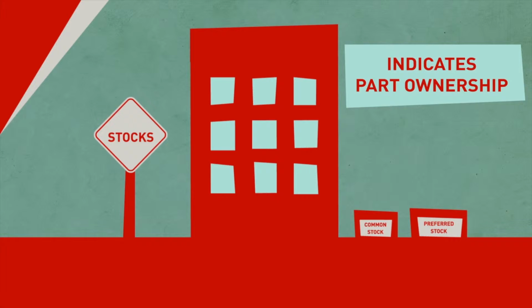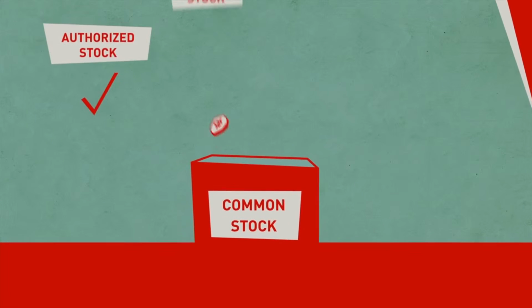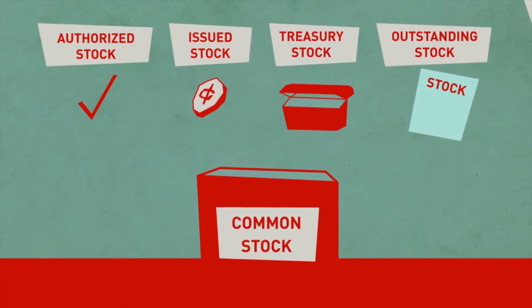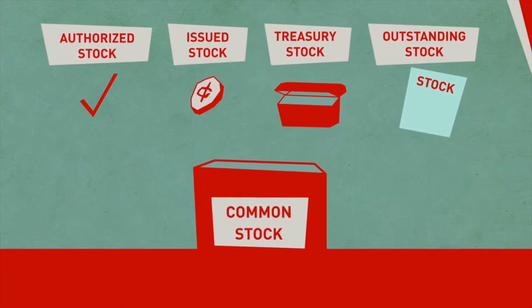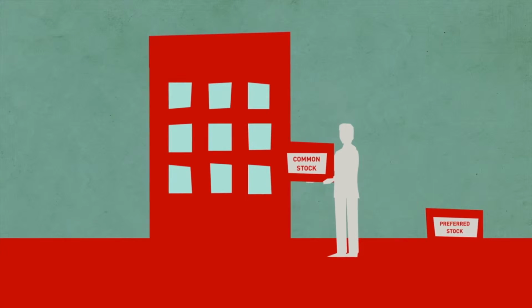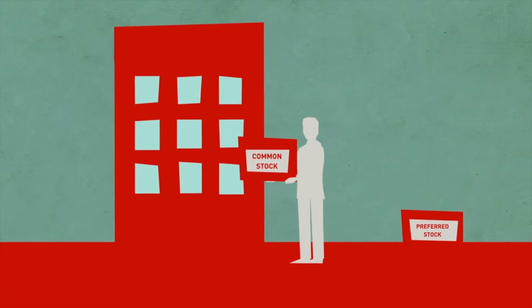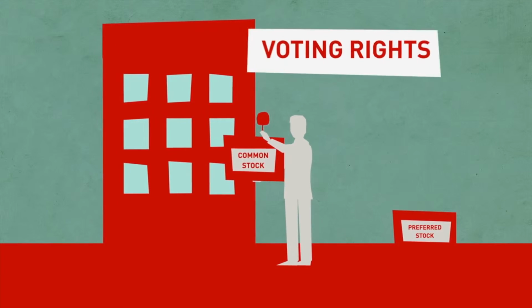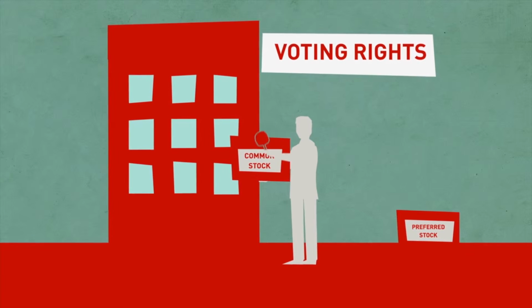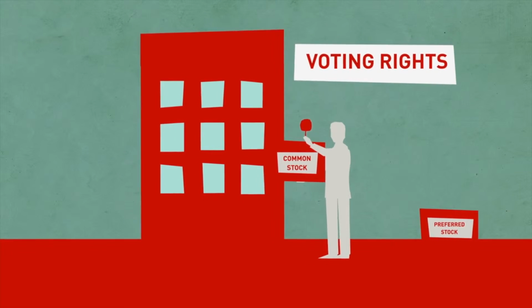When you think generally about stocks and their attributes, you are likely thinking about common stock. There are several different categories of common stock, which we'll explore in a later video. For now, we'll cover the basics. When you purchase common stock, you are considered a shareholder and therefore part owner of the issuing company. This ownership comes with voting rights that allow you to participate in the election of the company's board of directors and to vote on certain corporate policies.